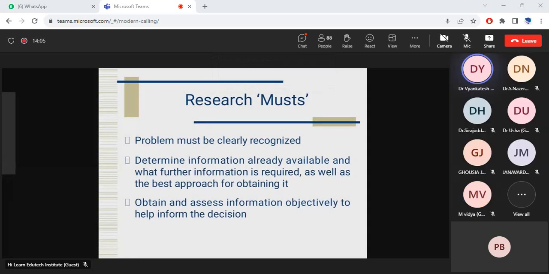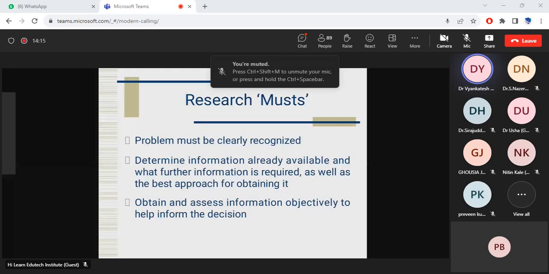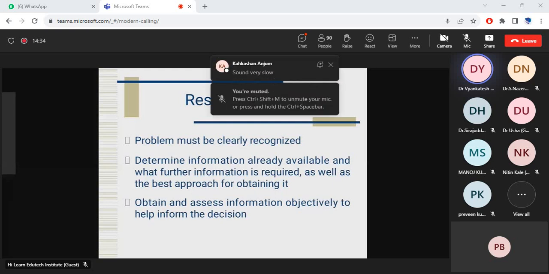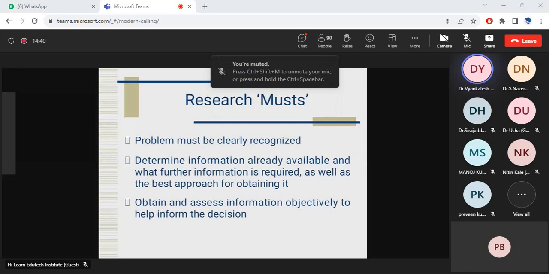Then determine the information already available, what further information is required, as well as the best approach for obtaining it. So when we start the research, we need to figure out the current status of that research, what work has been performed, and what the past experience was. So basically past, present and future need to be analyzed here, and then the approach we are taking for that particular topic.